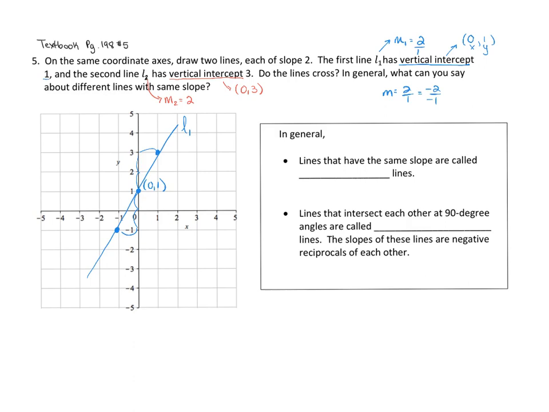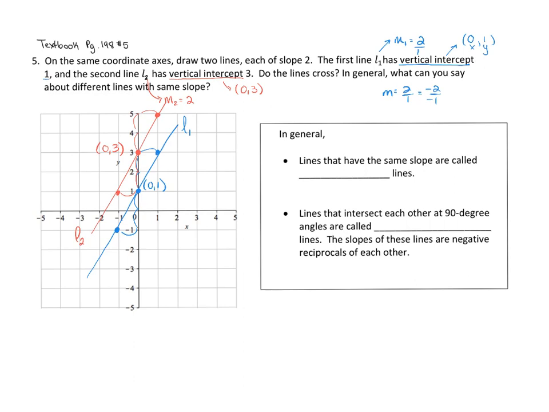Now let's draw the line of L2. So L2 has a y-intercept at 0, comma 3. I'm going to use red here. There's its y-intercept. That's where it's going to cross the y-axis. And it also has a slope of 2. So I can go up 2, 1, 2, and then over 1, or I can go down 2 and to the left 1. And so we get this line here. All right, so we can see that line 1 and line 2 do not cross.